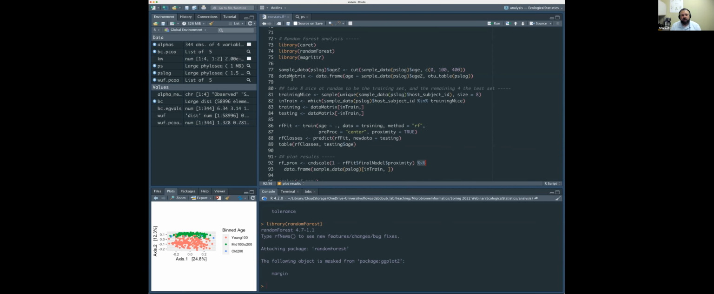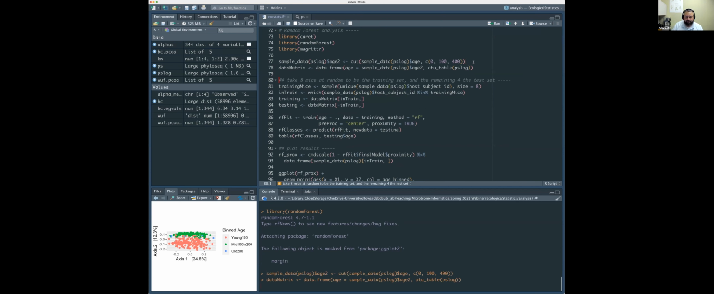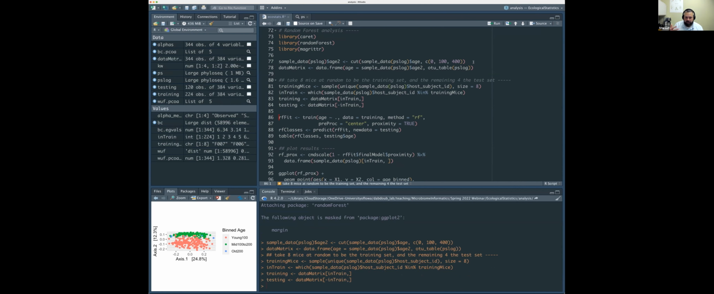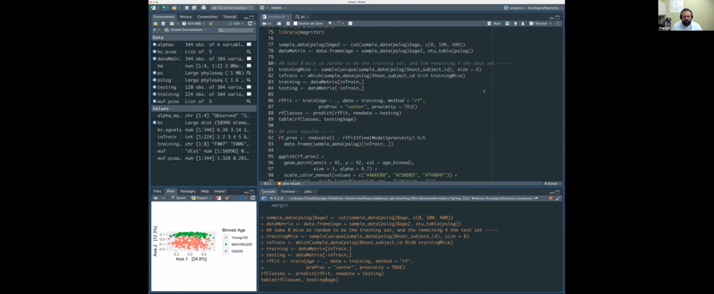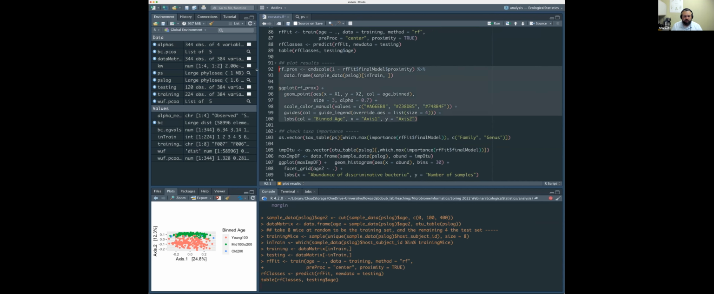But essentially, we'll train a random forest model, and the first thing is to split up the data into training and test data. So we've got our training mice and our testing mice. We're just randomly picking from the set of mice to be either in the training set or in the test set. And then we will run the random forest and plot the results here, and run this whole thing.